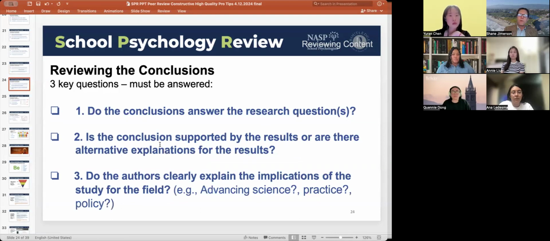And then in terms of reviewing the conclusions, be very clear about, do these conclusions answer the research questions, right? You're looking for that alignment. It's even excellent when the conclusion section is organized a bit by the research questions to make that clear. But if not, if it's not organized in that manner, you're trying to extract that information. The second is the conclusion supported by the results, or are there alternative explanations for the results?